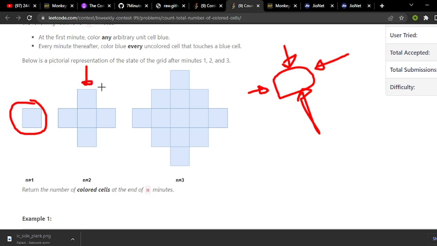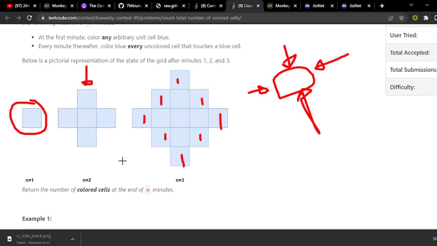Okay, and for n equal to 3, again these exposed edges to the space will give birth to new squares. For n equal to 3, these new squares are generated, and this square will generate this, and this.